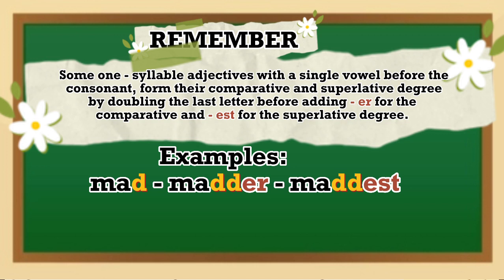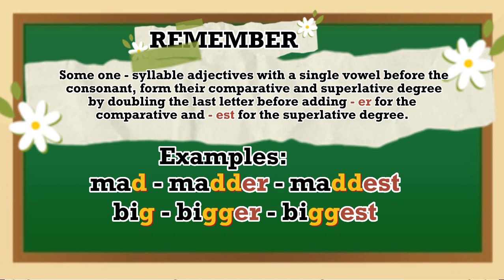Another example, the word big. Big is a one-syllable adjective with a single vowel before the consonant. In writing the comparative degree, we will double the last letter G and add ER. Bigger is in comparative degree. In writing superlative degree, we will double the last letter G and add EST. It's biggest. Did you get it, kids? Very good.